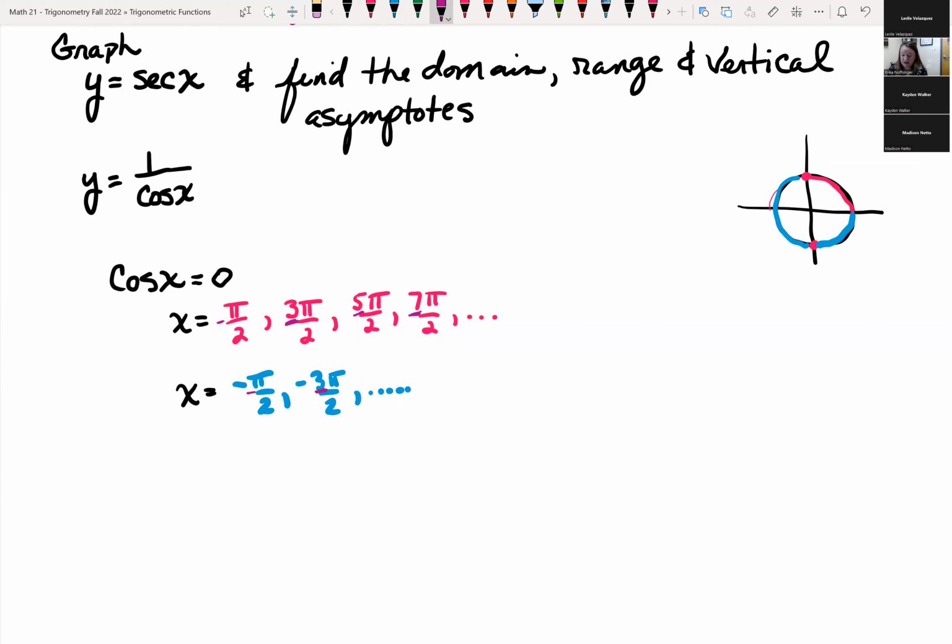And so a way that we can express an odd integer, well, if you take an even number, and an even number could be expressed by 2 times an integer, and you add or subtract 1 to it, it doesn't matter. That's always going to give us an odd number. So 2k plus 1 all times pi halves. This is values where we're going to have vertical asymptotes.